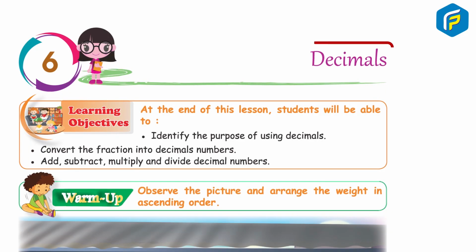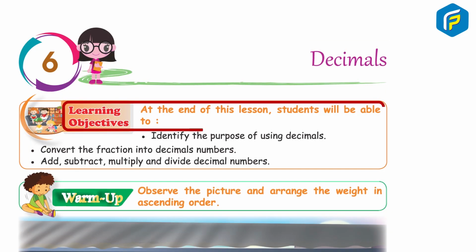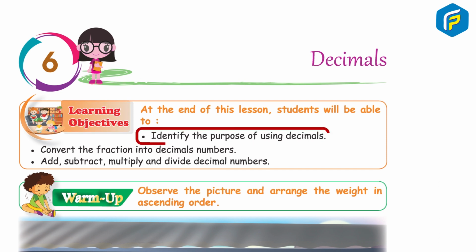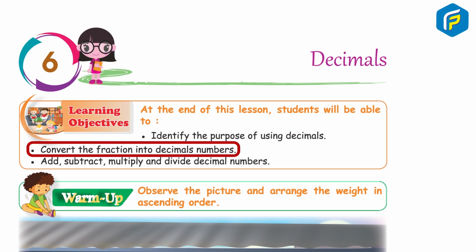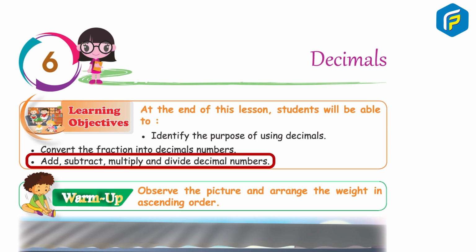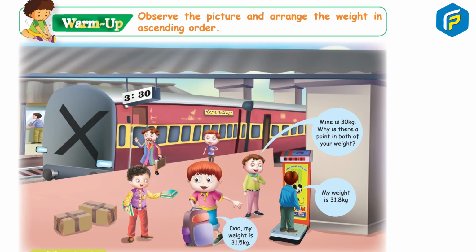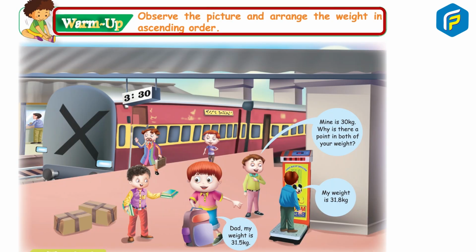Chapter 6: Decimals. Learning objectives. At the end of this lesson, students will be able to identify the purpose of using decimals, convert fractions into decimal numbers, and add, subtract, multiply and divide decimal numbers. Warm up. Observe the picture and arrange the weights in ascending order.